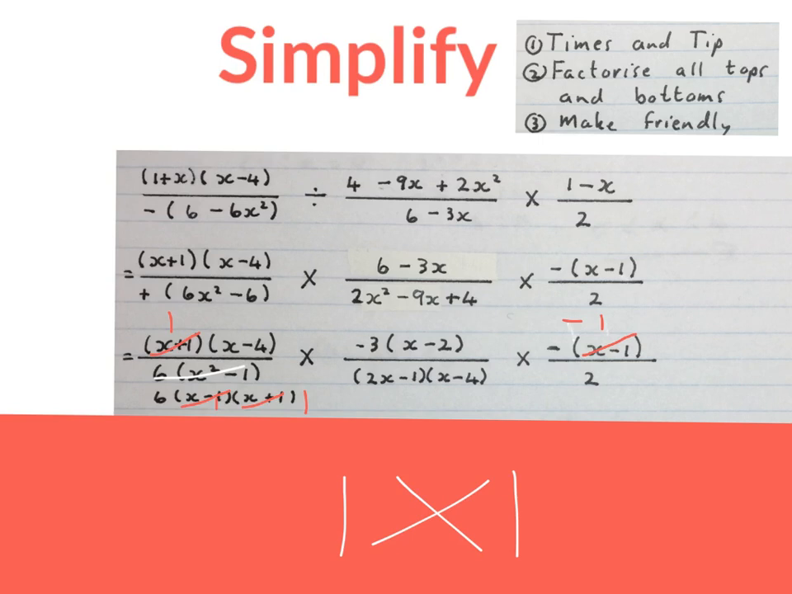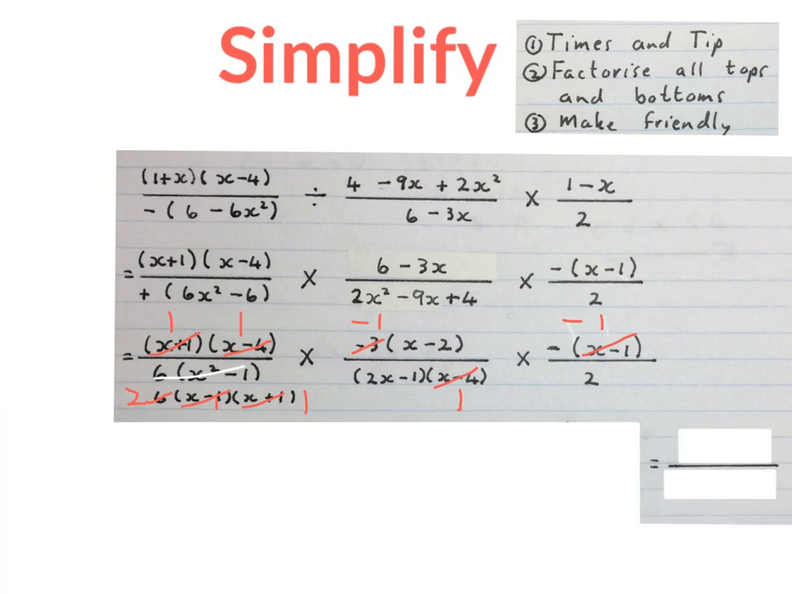Then we can say x minus 4 goes in here once, and x minus 4 goes in there once. You can say 3 goes in here minus once, and 3 goes into 6 twice. Please stop the video and just get your brain around what happened here. Don't get a fright, because the final answer will be in the corner here.